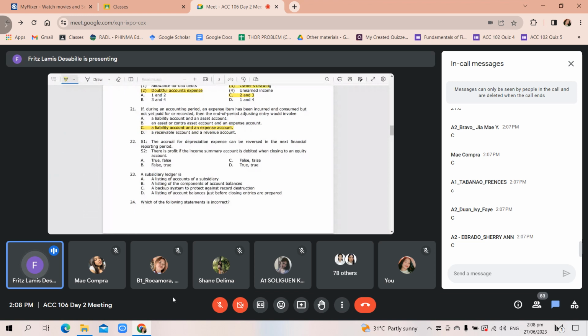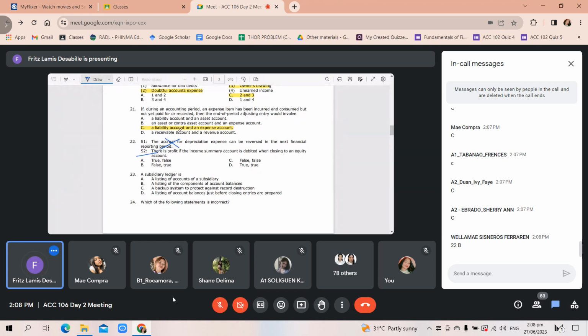Number 22, okay, what is this one? Determine if true or false, no? The accrual for depreciation expense can, wrong. It cannot be reversed. There is profit if the income summary account is debited when closing to an equity account.